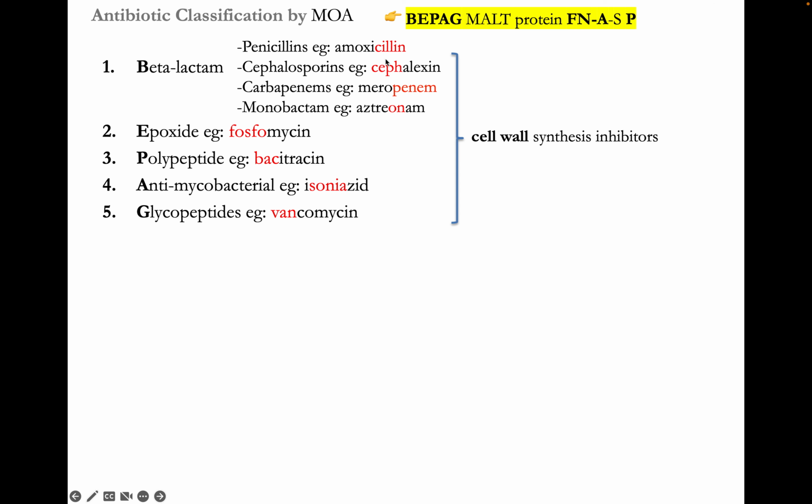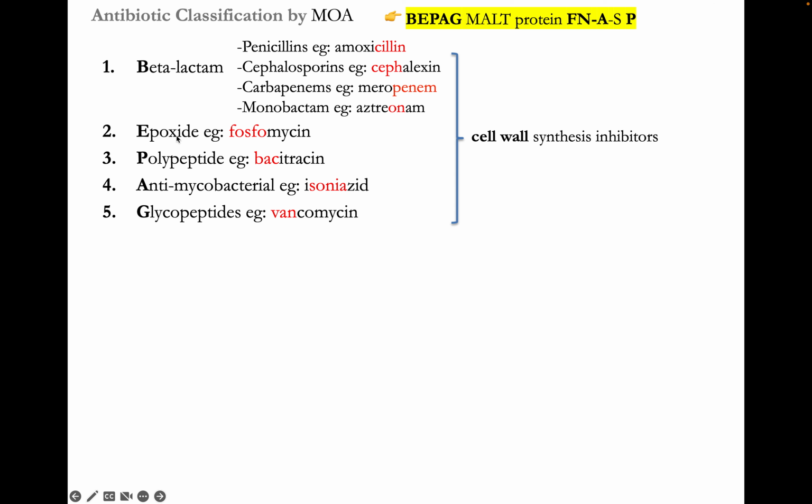I want you to study one drug at a time. Add one example first. Penicillins, all the drugs end in cillin. Example, amoxicillin. Cephalosporin, drugs start with ceph. Cephalexin. Carbapenems, drugs end in penem. Meropenem. Monobactam, the commonly used drug is a single one, aztreonam. How I remember: mono is single, so A or one, so that's why aztreonam.